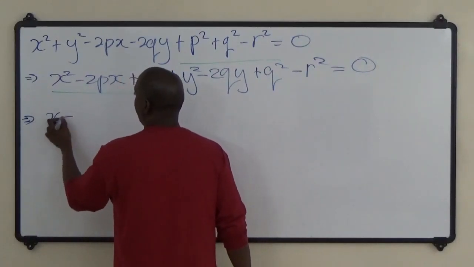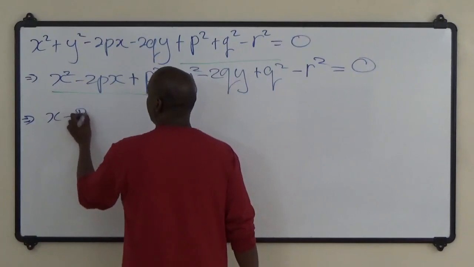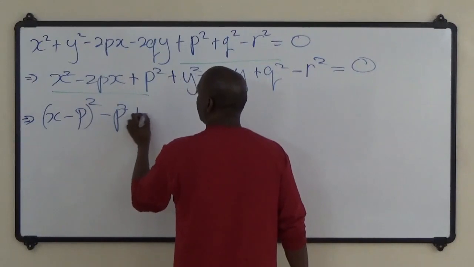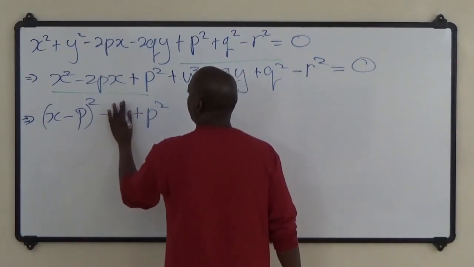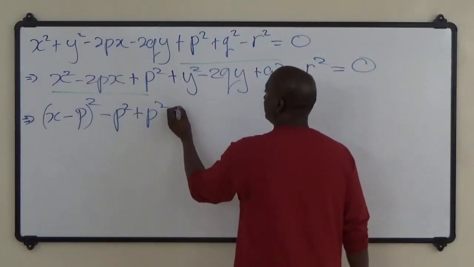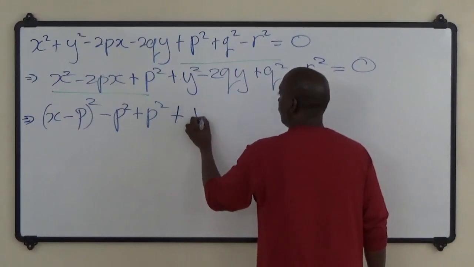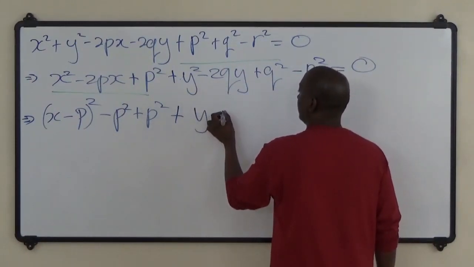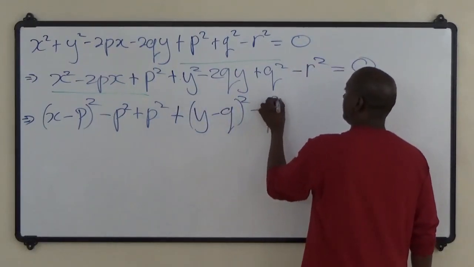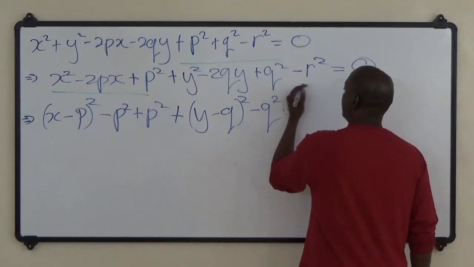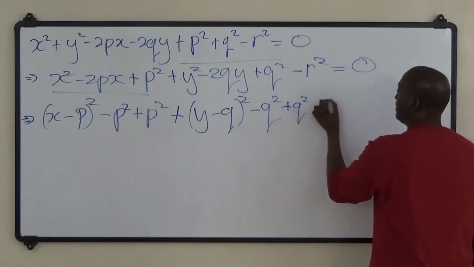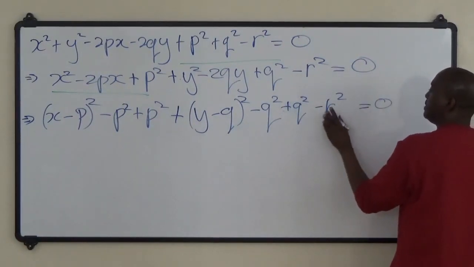So that will be (x minus half the coefficient of x, which is p) all squared, minus p squared plus p squared. All right? Again, I'm not doing too much explanation here. So we fixed that already. Plus, you do the same thing here: (y minus half the coefficient of y, which will be q) all squared, minus q squared plus q squared, and then your minus r squared is equal to 0.